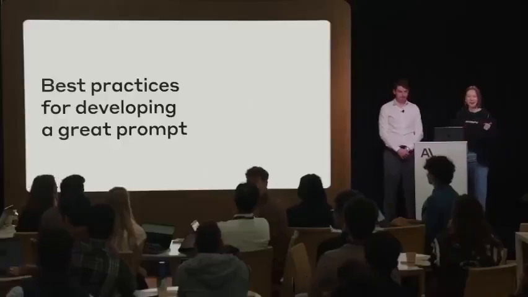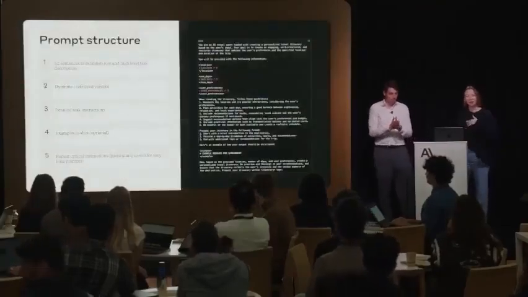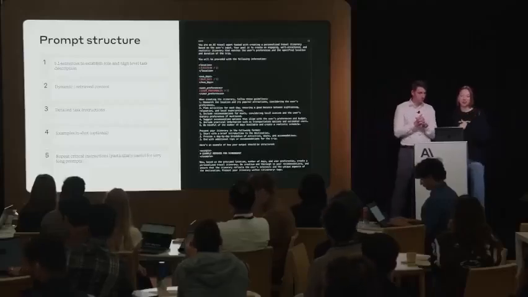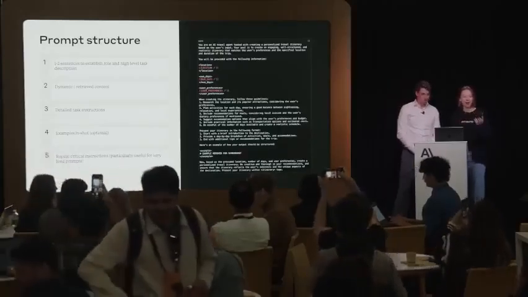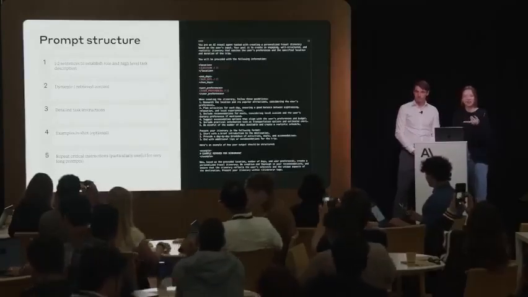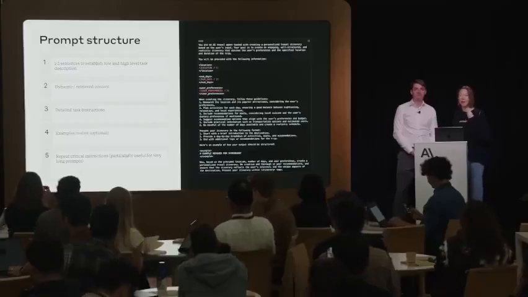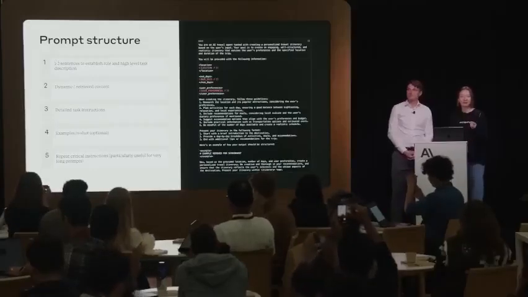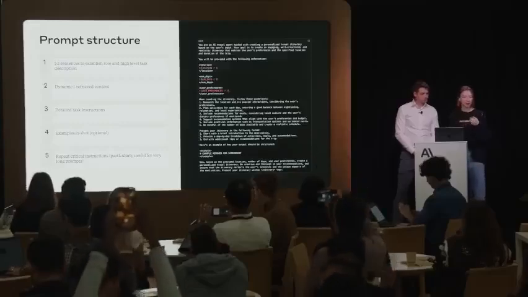So we're going to talk about some best practices for developing a great prompt. First, we want to talk a little bit about what a great prompt structure looks like. You might be familiar with interacting with a chatbot, with Claude, going back and forth, having a more conversational style interaction. When we're working with a task like this, we're probably using the API, and we want to send one single message to Claude and have it nail the task the first time around without needing to move back and forth.